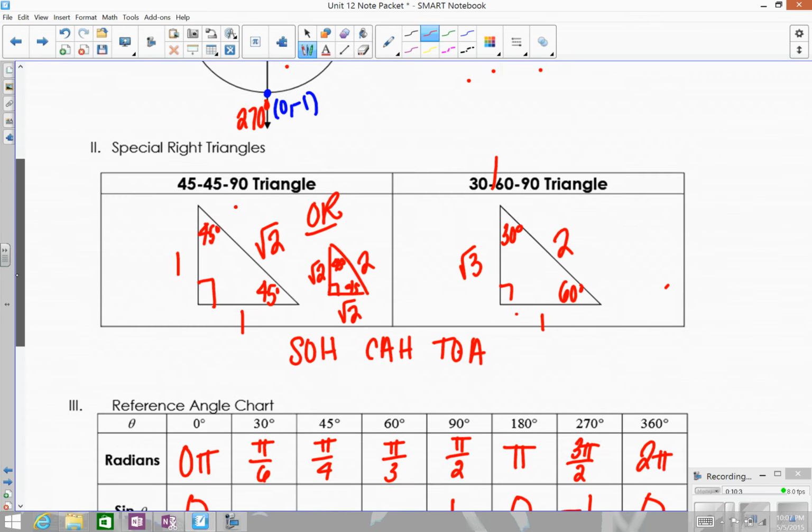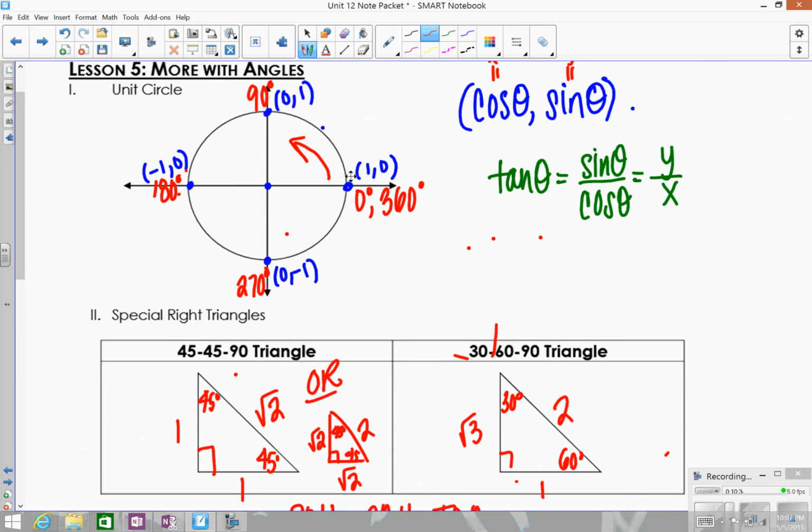For cosine, we can do the same thing, except it's going to be the x values. So it's going to be 1, 0, -1, 0.